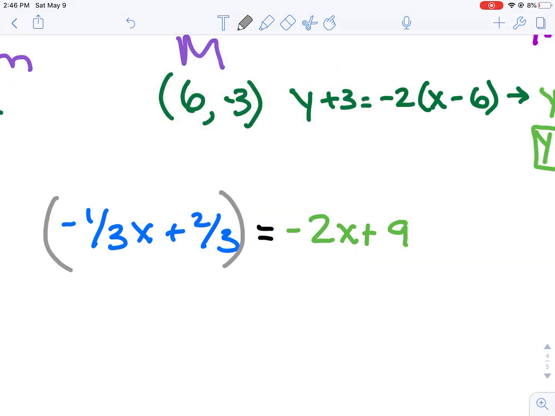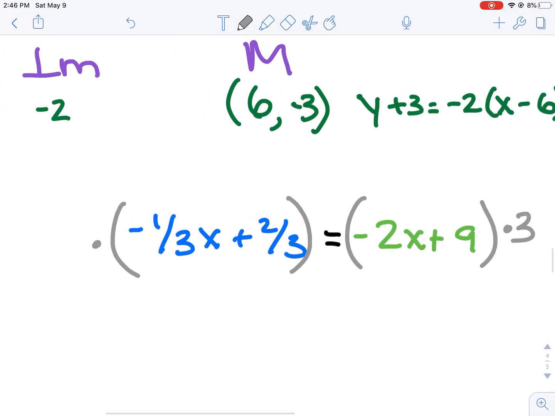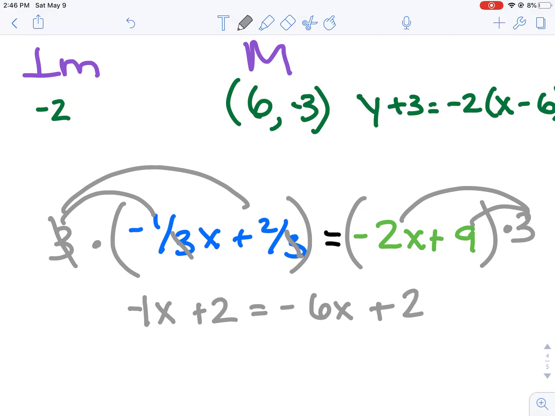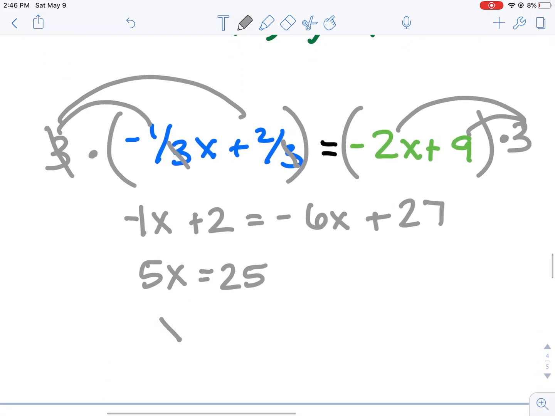So the first thing I'm going to do is clear my fractions. And that means I'm going to multiply everything by the denominator of any fractions that I have. So that'll cancel out and that'll cancel out because I'll distribute here and here. So I'm really only going to have negative x plus 2 equals negative 6x plus 27. I'm going to add the 6x over and get 5x, subtract the 2 equals 25. And then I get x equals 5.